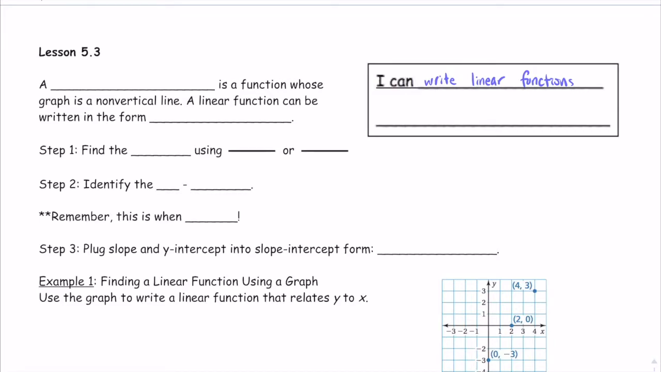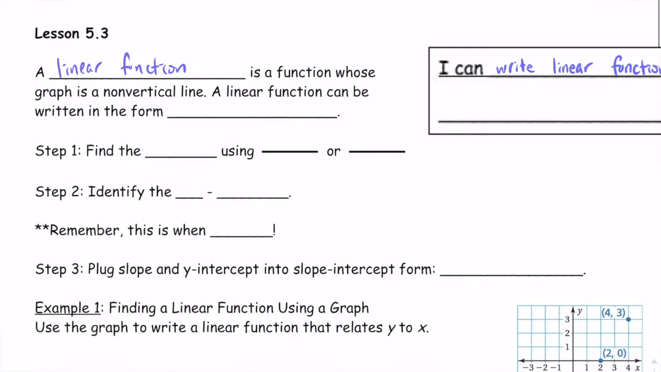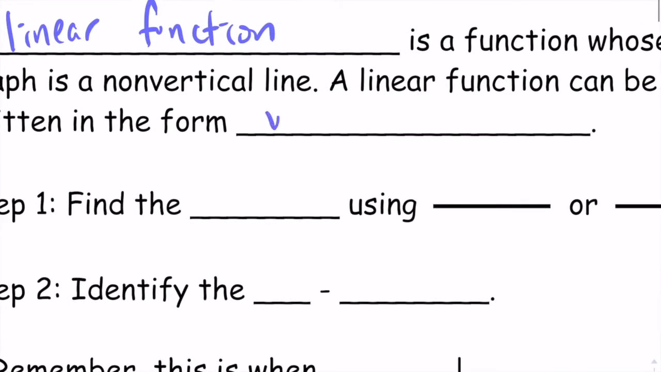All right, so pretty much what this is saying is, can you graph lines? Can you write an equation from a table, from a graph? And that's it. All right, so a linear function is a function whose graph is a non-vertical line, like we discussed yesterday, right? A linear function can be written in the form y equals mx plus b.